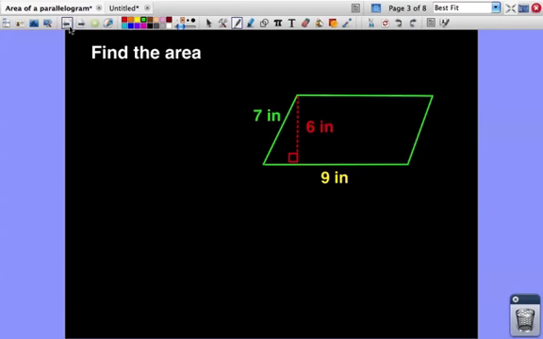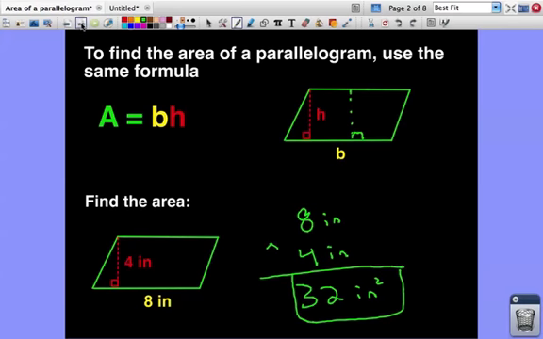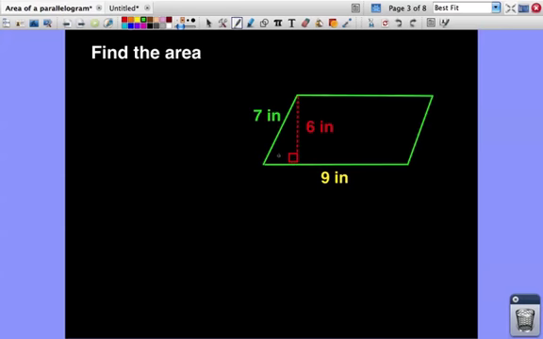So, did I skip one here? Just double check. Nope, we didn't. Okay, cool. So, I need to find the area of this parallelogram. Now I'm given three different measurements. I'm given this slant height right here, which is 7 inches. The height of the parallelogram is 6 inches, and my base is 9 inches. So I know that my area equals just base times height. So I know it's my base, 9 inches, times my height. I have to look, is my height going to be this slant height of 7 inches, or is it going to be this height that is perpendicular to my base of 6 inches? And I hope you are saying that it is 6 inches, because it is.